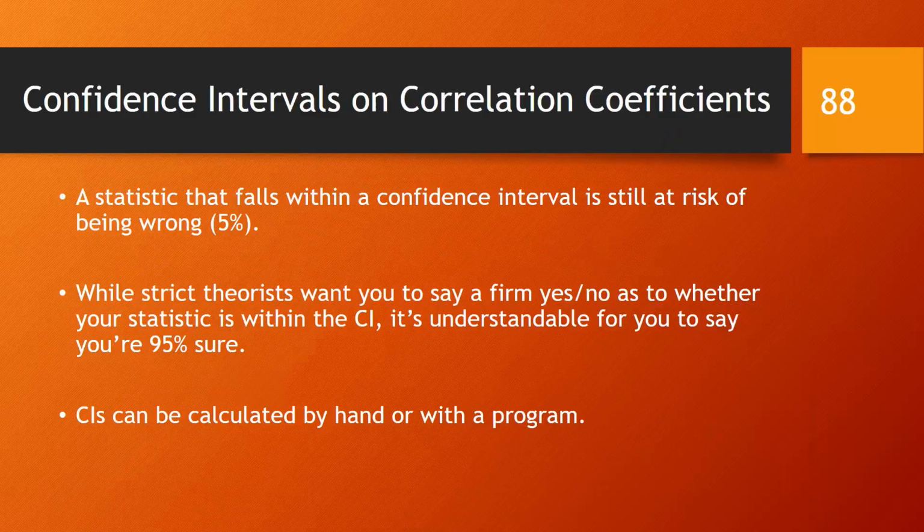A significance test tells us whether or not we have reason to believe that the true correlation in the population between two variables is different from zero. However, it doesn't tell us very much about what the true correlation in the population actually is. For that, we want a confidence interval. We only have a confidence interval if we can state a probability of about 95% that our value falls within that interval. A statistic that falls within a confidence interval is still at risk of being wrong about 5% of the time. For this class, we're not going to calculate confidence intervals, but they can be done by hand or with statistics programs.